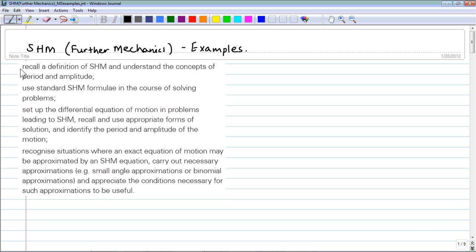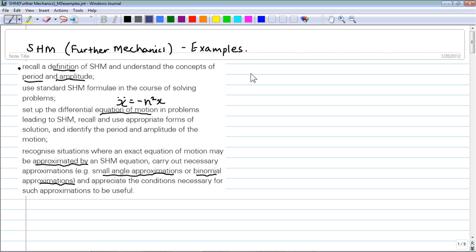So the syllabus has quite a long description here of what you need to know about SHM: definition, period, amplitude, equation of motion, that's the basic equation of motion that we discussed, and calculating period and amplitude. Also the last section is talking about approximations, in particular small angle approximations or binomial approximations. So that's obviously something you can read later, but now let's make a list of the key equations.